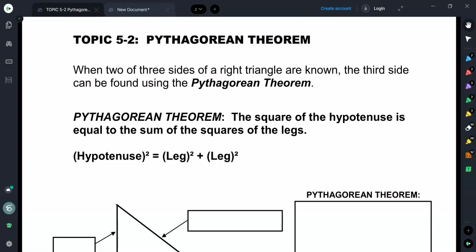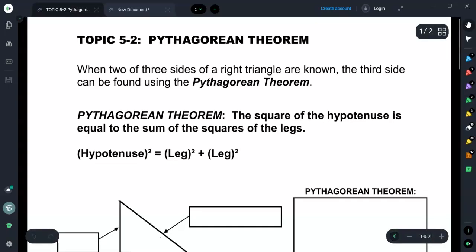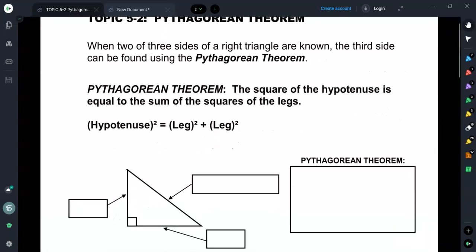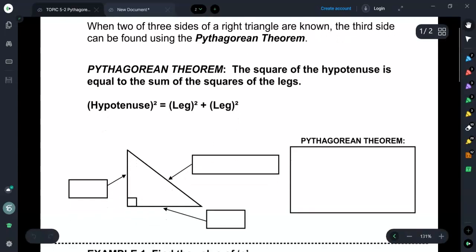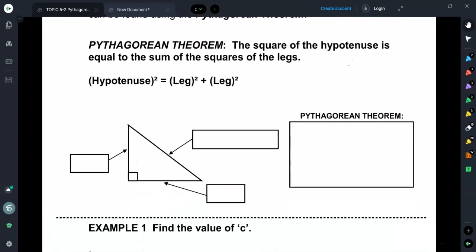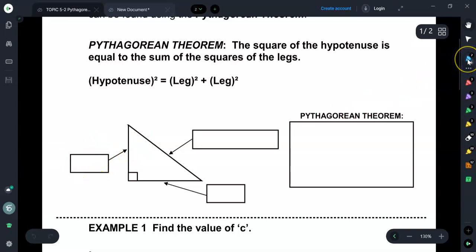On this page, you can see this is your notes page, two of three sides of a right triangle are known. The third side can be found using the Pythagorean theorem. The Pythagorean theorem says the square of the hypotenuse is equal to the sum of the squares of the legs of the triangle. So I have this box here for you.